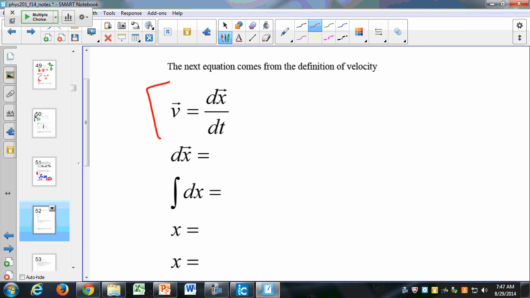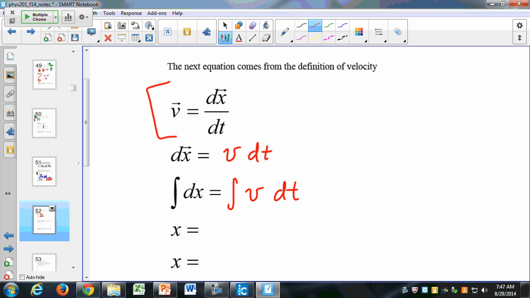So it comes from this definition, that our velocity is dx/dt. And just like we did before, we can say that dx is equal to v dt. Right? And then we can take the integral of both sides. However, here, unlike in the previous one, v is dependent upon t. So v does change with respect to time. The acceleration was a constant value, so it didn't change with respect to time. But we know that v does change with respect to time.